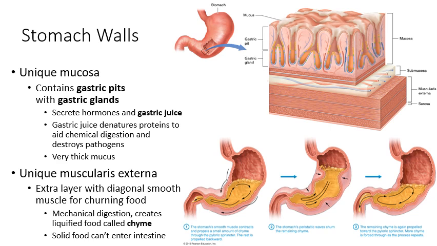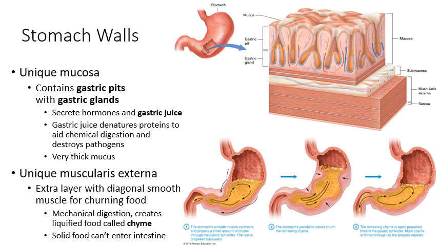Then the other role of the gastric juice is just to destroy pathogens. That's actually its main function. It has a very low pH, and any pathogens that you ate will very likely be destroyed by the extremely low pH of the stomach acid.